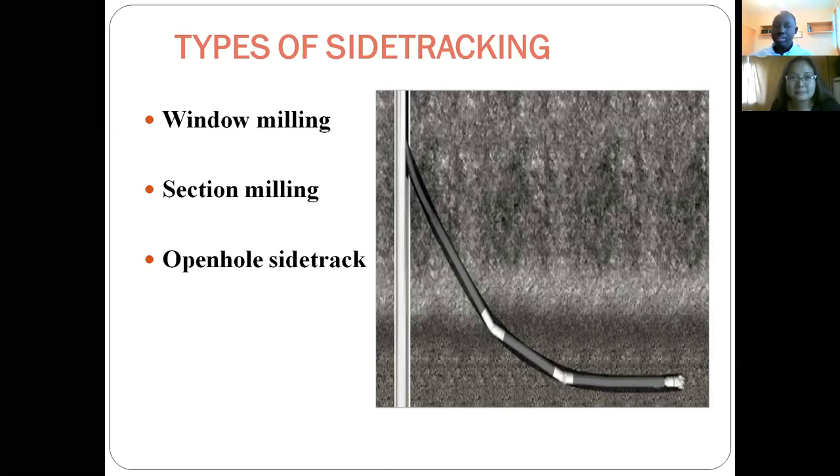So maybe after that we can look at section milling, maybe another one, open hole, and we can develop a series of lectures based on those kinds of topics.